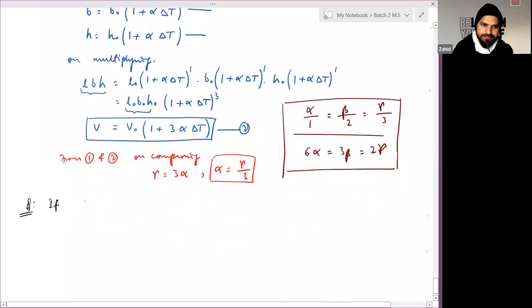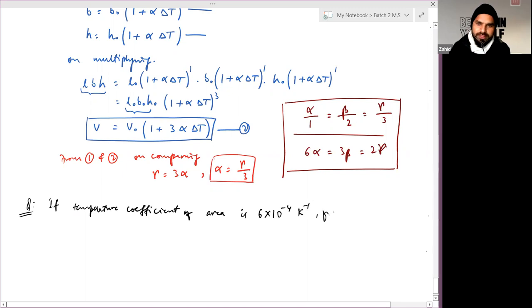If temperature coefficient of area is 6 into 10 to the power minus 4 Kelvin inverse, find gamma and alpha. Use the above relation and try to find.